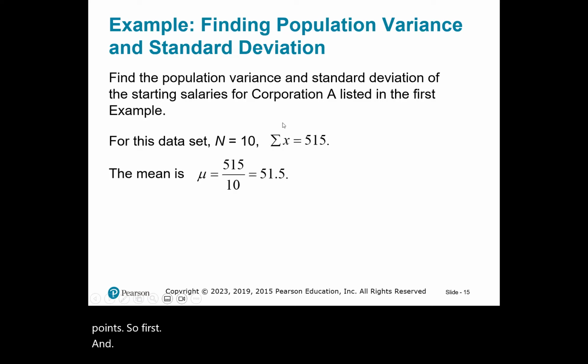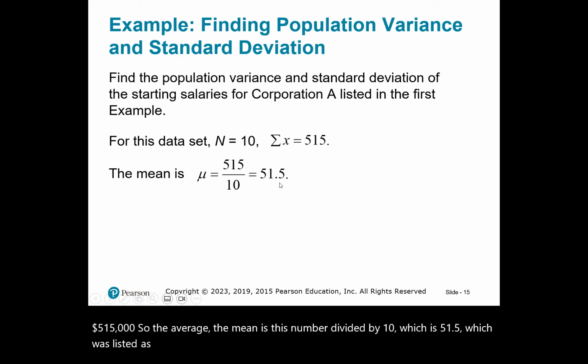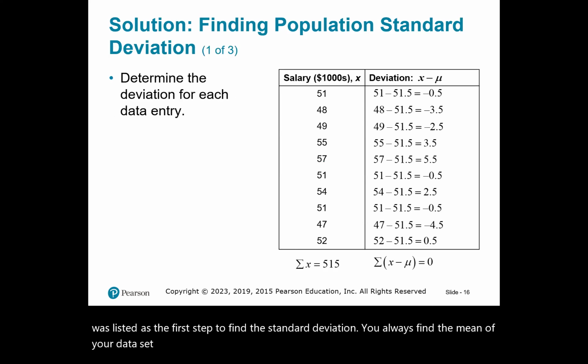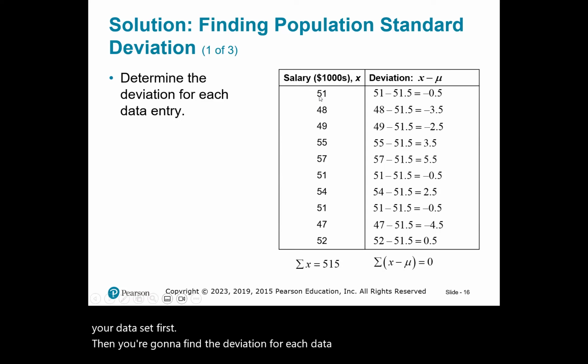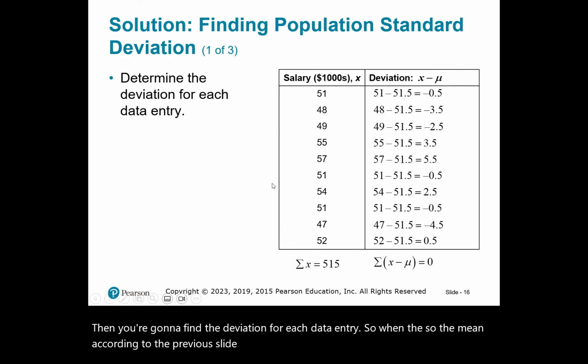The sum for all those salaries is $515,000. So the mean is this number divided by 10, which is 51.5, which was listed as the first step to find the standard deviation. You always find the mean of your data set first. Then you're going to find the deviation for each data entry. So the mean, according to the previous slide, is 51.5.